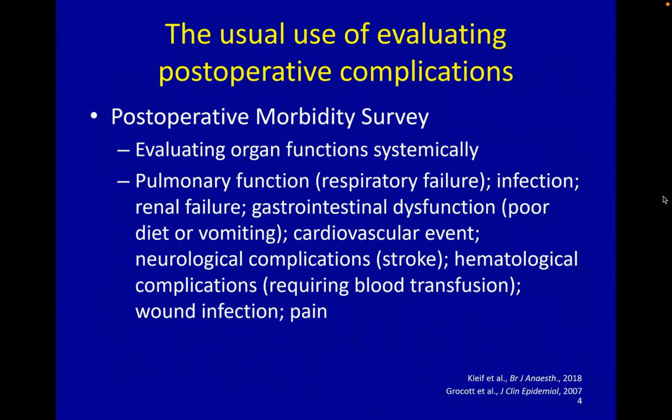In previous studies, the postoperative morbidity survey is used to evaluate organ functions systemically. The items include 8 items such as pulmonary function, complications of cardiovascular, renal, gastrointestinal, neurological, infectious, wound and blood transfusion, as well as increasing pain. The researchers obtained the data of organ functions from the medical record, patient self-reported questions, or lab data.